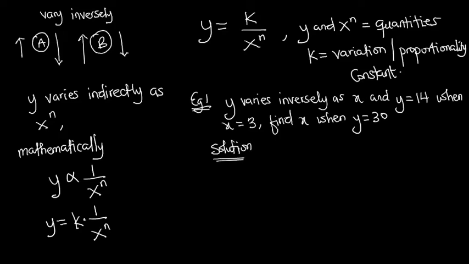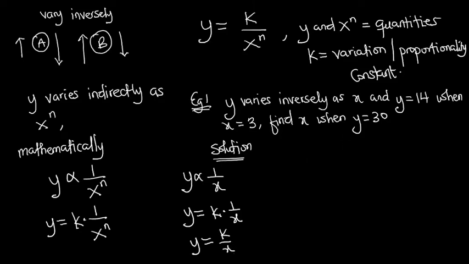We've been told in the question that y varies inversely as x. So let's write down that expression first before we proceed. y varies inversely as x, so it becomes y, then the variation sign, then 1 over x, which is the second quantity. To remove the variation sign, we introduce a constant. So this becomes y is equal to k multiplied by 1 over x. This expression can be simplified as y is equal to k on x.